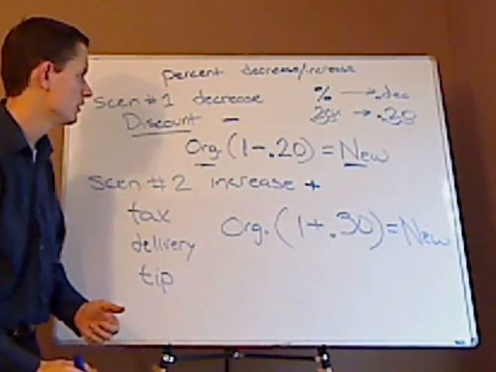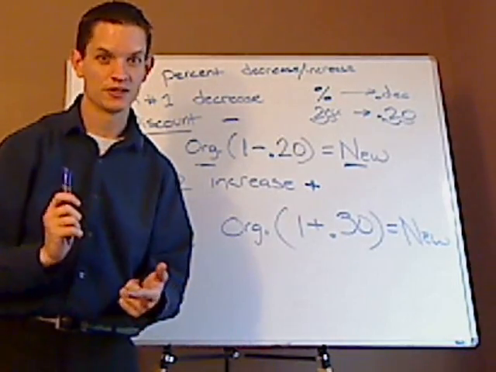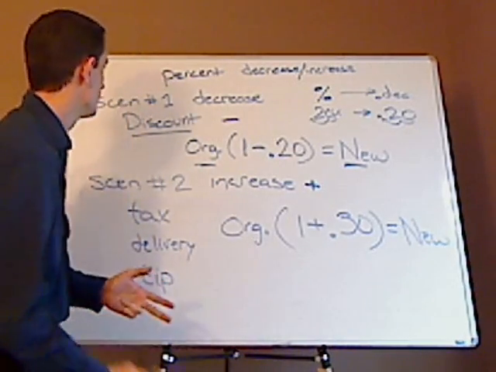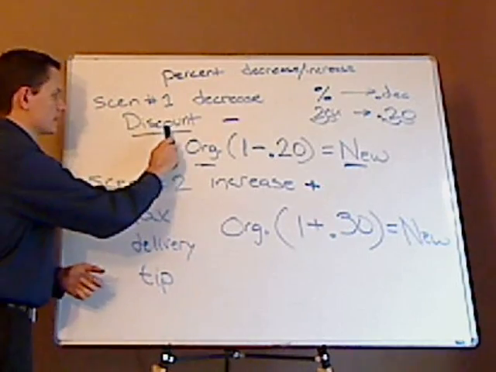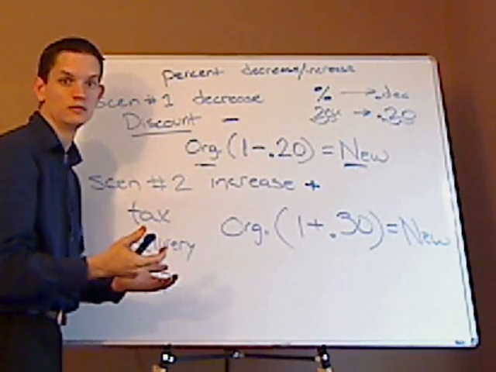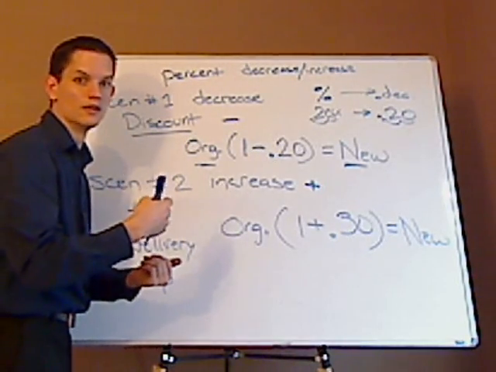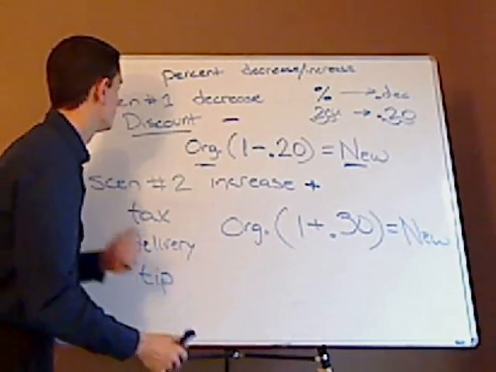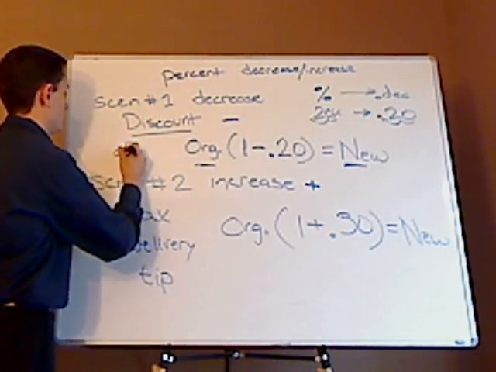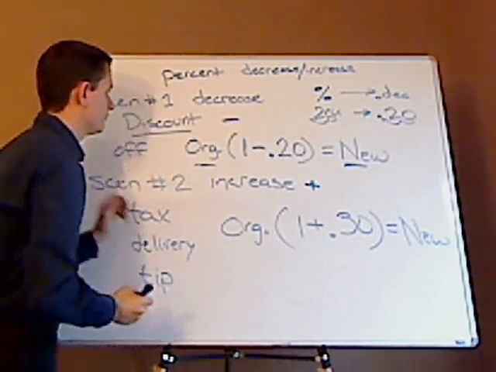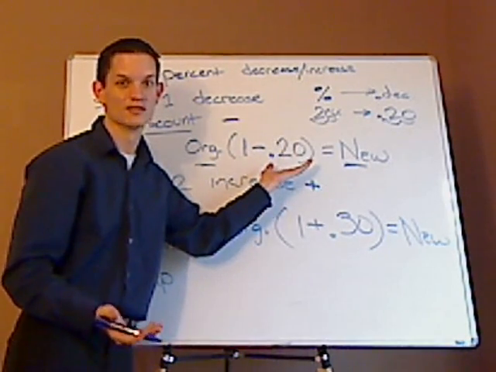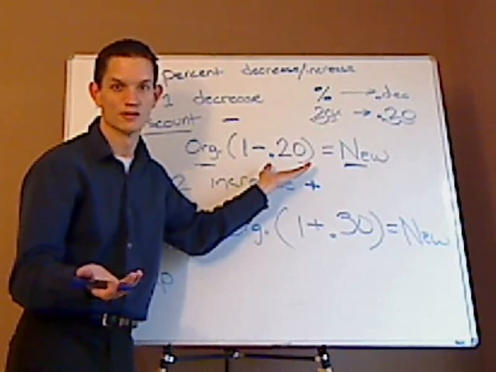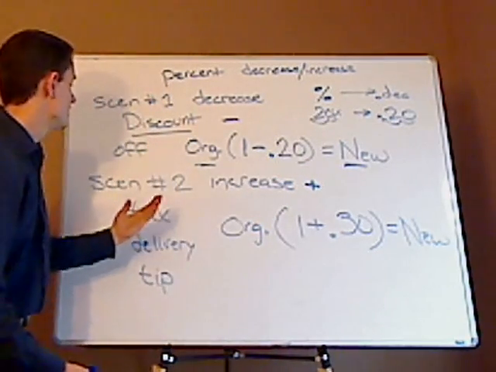Key things: change the percentage to a decimal and look for keywords. If you see discount or sale, right, you're getting 20% off, right, that's another word, 20% off, then it's going to be a decrease. Unless it tells you it's a decrease, then guess what, you're going to subtract it.